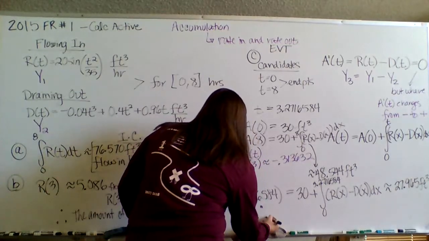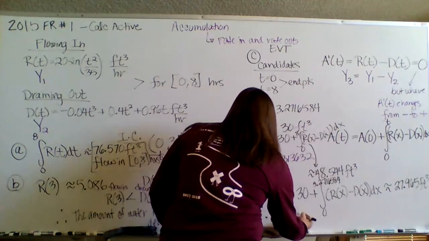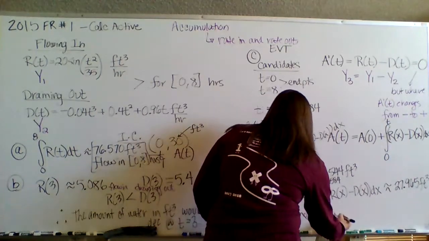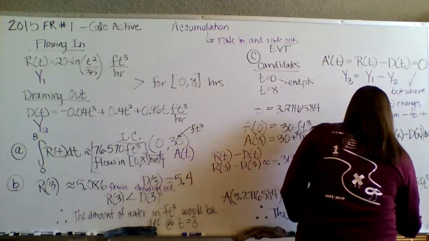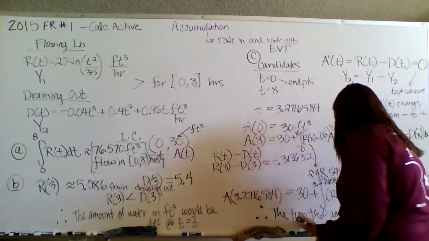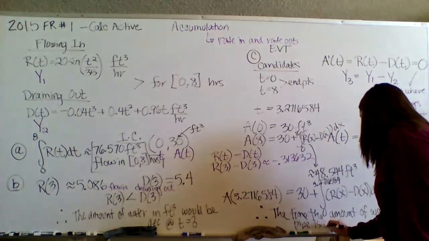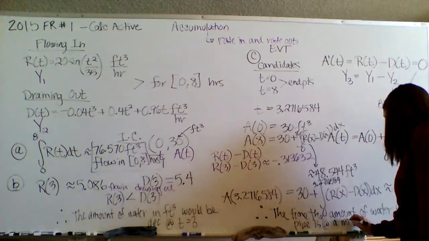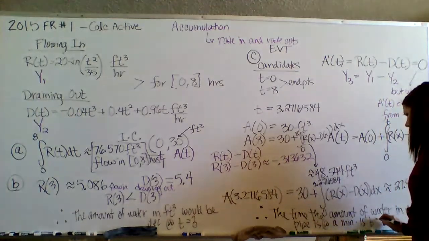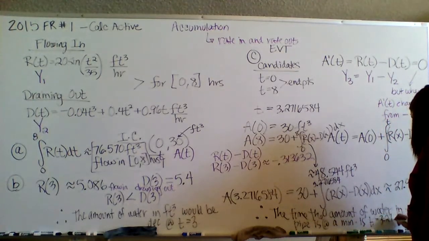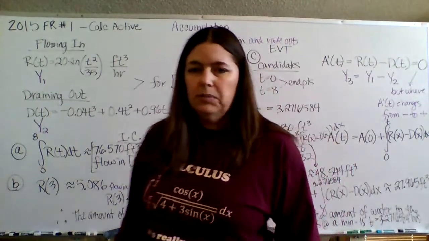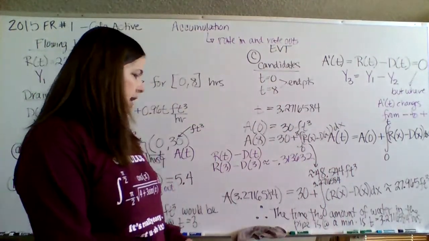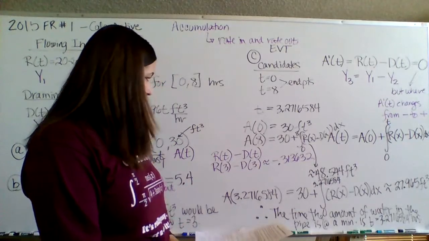So I say, therefore, the time the amount of water in the pipe is at a minimum is t equals 3.2716584 hours. Or maybe there you go ahead and round to 3 places for that final piece, which would be okay because you haven't introduced any other or intermediate rounding otherwise.